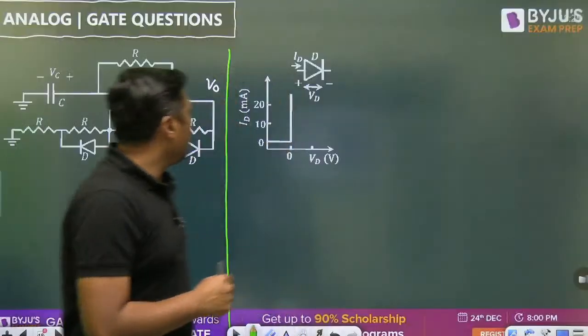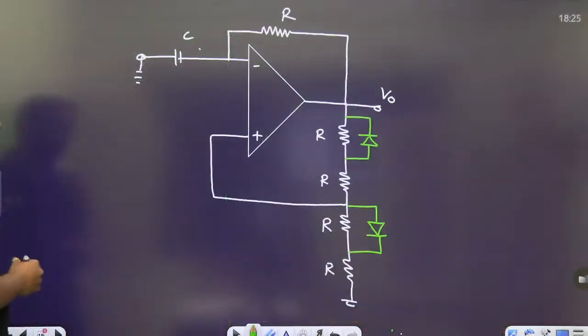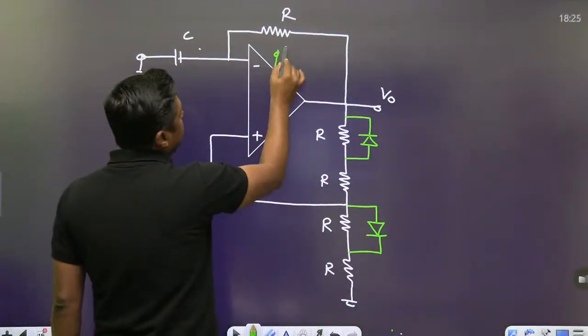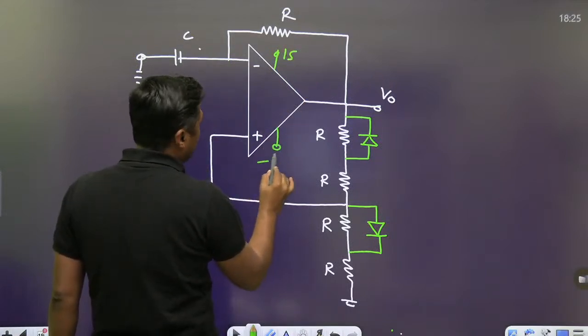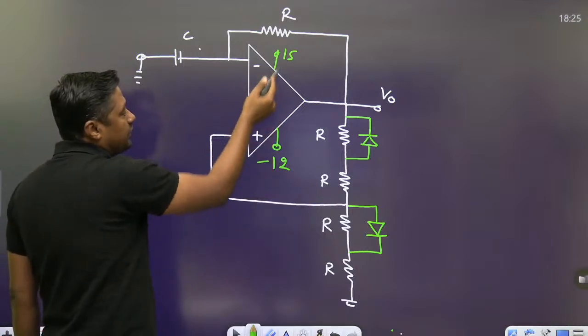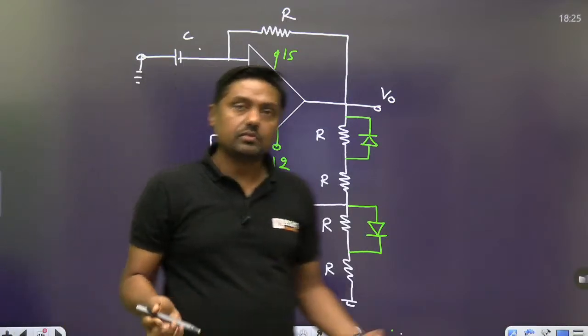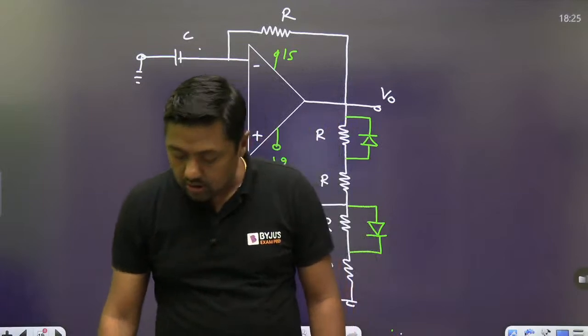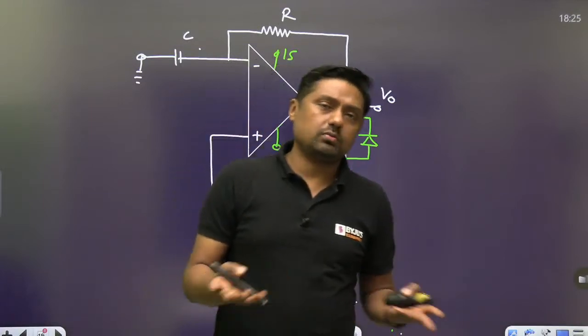And remember one thing, what is the supply voltage? 15 and minus 12. Normally students assume that if it is 15 volt, then it will be minus 15 volt. No, that is not necessary. 15 or minus 12, 15 or minus 11, 15 or minus 10. Yes, the positive voltage may be equal to the negative, or it may be different.